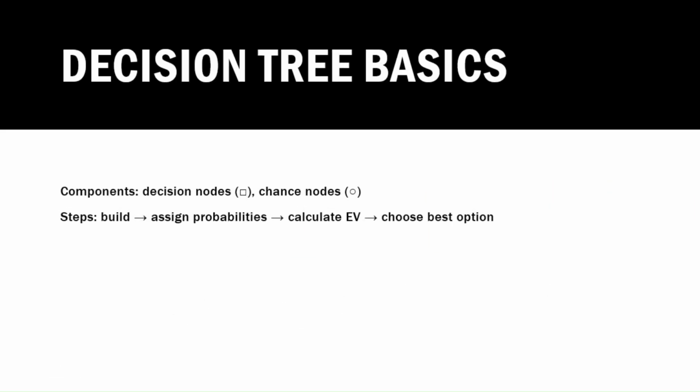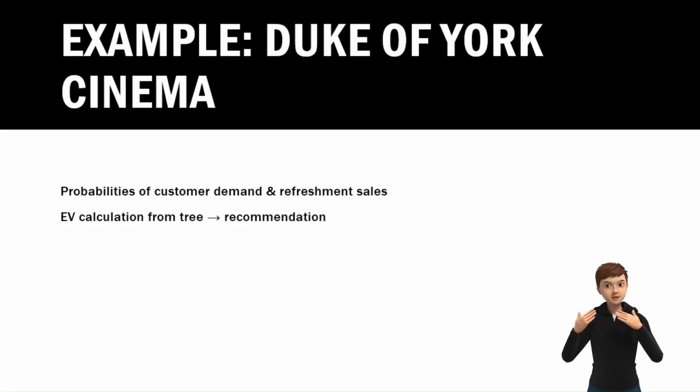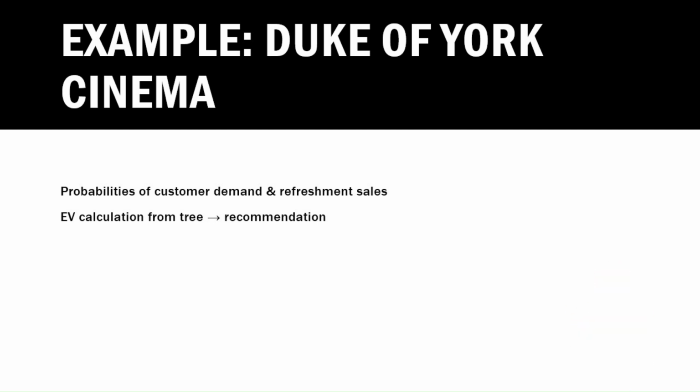Decision trees are diagrams that map out choices and outcomes. Squares represent decision nodes, circles represent chance nodes. The process is to build the tree, assign probabilities, calculate expected values, and then select the highest expected value option. The Duke of York cinema case is a good example. They were uncertain about demand and refreshment sales. By creating a decision tree and calculating expected values, they could identify the best strategy. In the exam, always label nodes clearly and show calculations step by step.